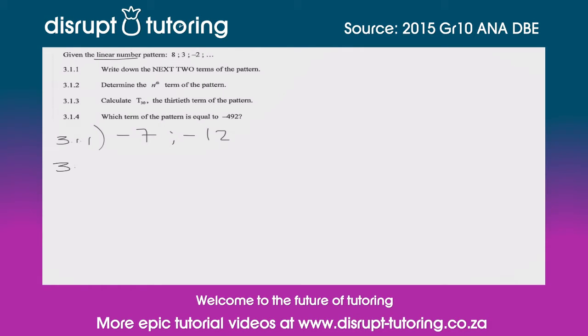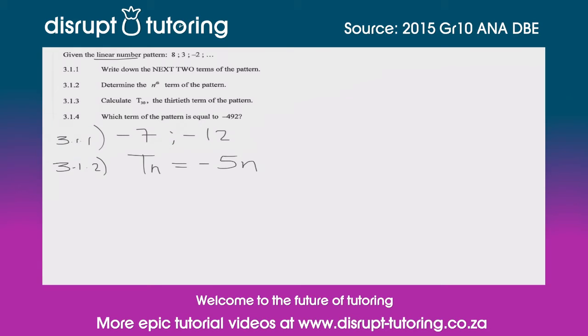Moving on to 3.1.2. Now they've asked us to determine the nth term of the pattern. Here we always write down Tn. We then use our common difference, which we have determined to be minus 5. We multiply that by n immediately. And then we put a 1 into the position of n. So that would be minus 5 times 1 gives us minus 5.